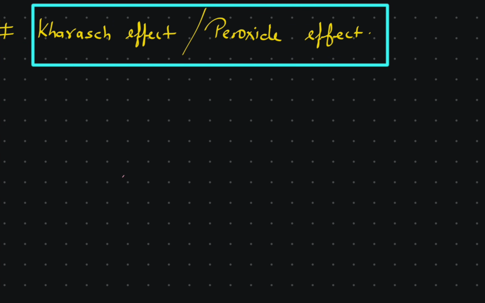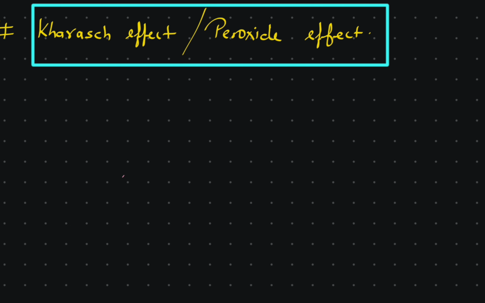Hello everyone. In this video we will discuss three main points about Kharasch effect. So what is Kharasch effect, or we can say peroxide effect, and what is the mechanism behind that, when alkene and HBr react in the presence of peroxide. And the third point is why only HBr shows the peroxide effect, and not HF, HCl or HI. So this is our target for this video.